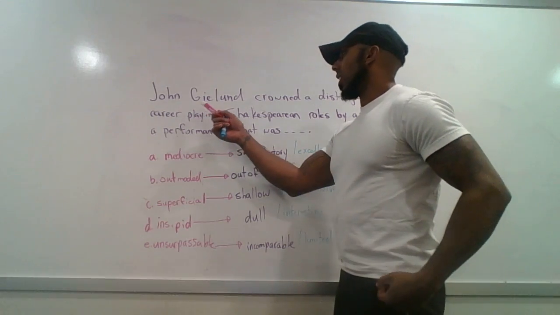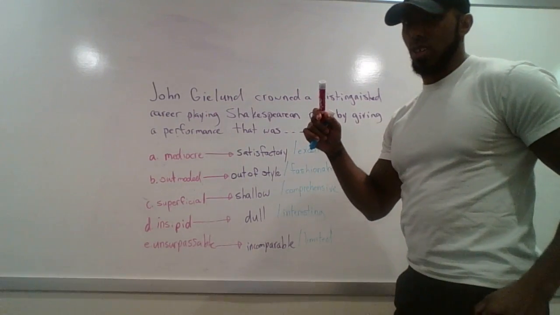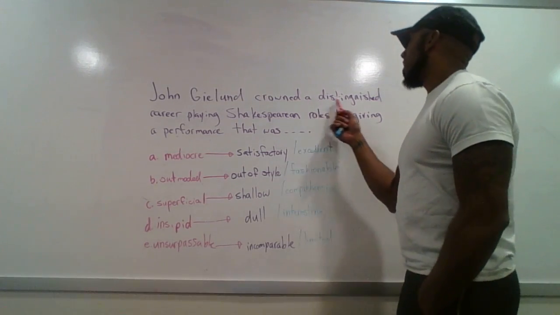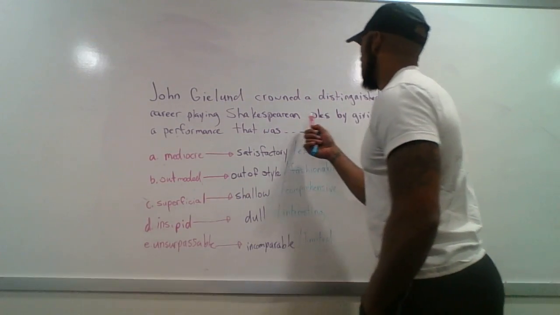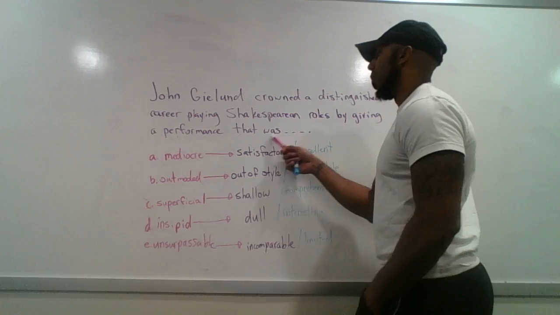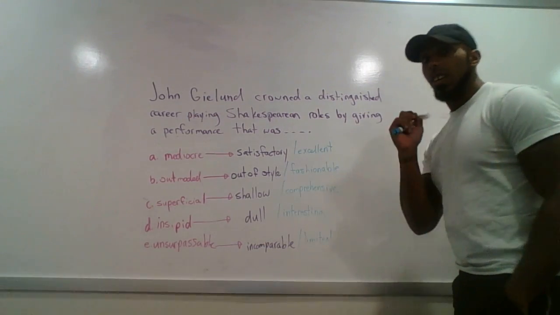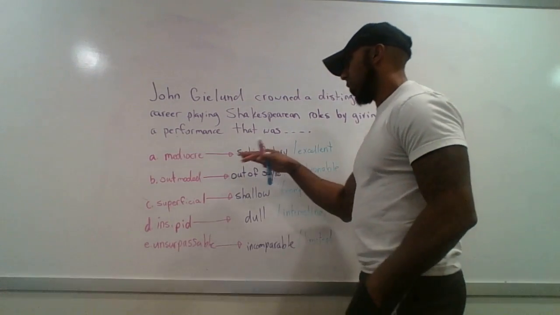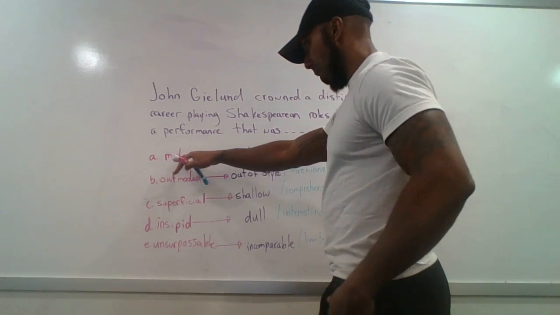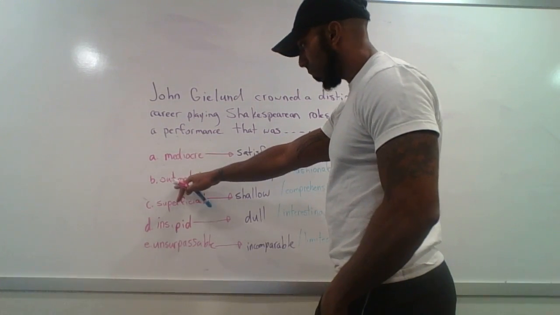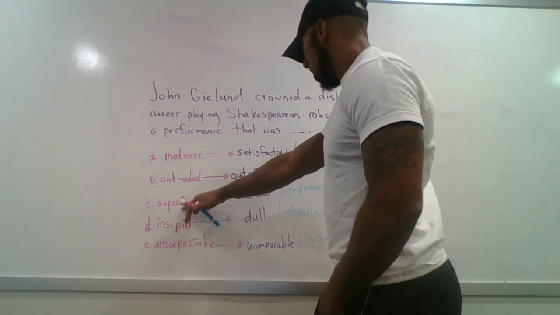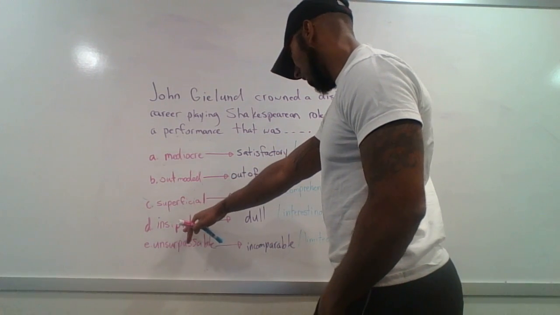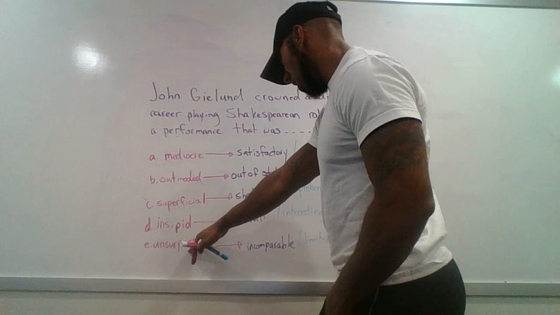So, John Gieland, I'm not sure I'm pronouncing that correctly, crowned a distinguished career playing Shakespearean roles by giving a performance that was blank. Okay. Now, like I said, that's not a lot to go off of. Let's go ahead and read the answers here. First one we have is A, mediocre, B, outmoded, C, superficial, D, insipid, and E, unsurpassable.